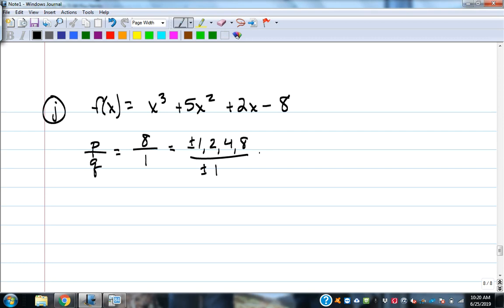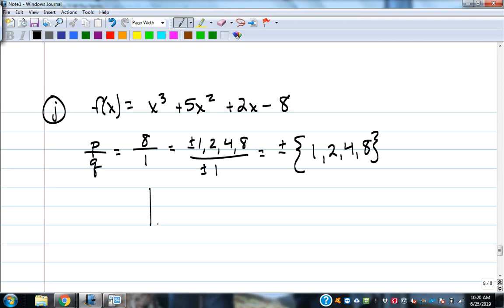Plus or minus 1. So when we make our P over Q list, plus or minus, and then we're just dividing every one of these by 1, it's a lot easier on the P over Q list when that leading coefficient is a 1. It makes things so much quicker. Okay. And it also helps us because we know we don't have to deal with any fractions out of that. So since that leading coefficient was a 1, it makes this easy to do.